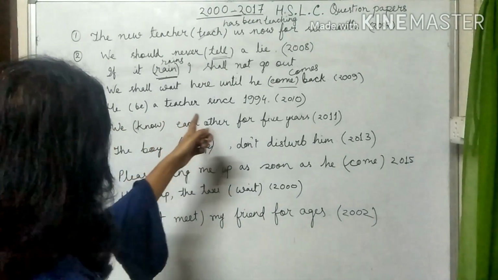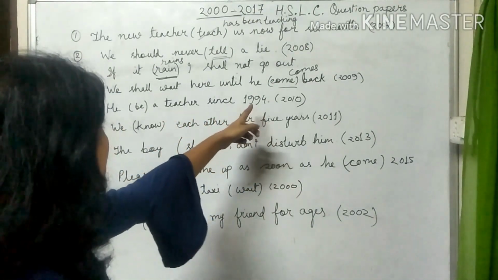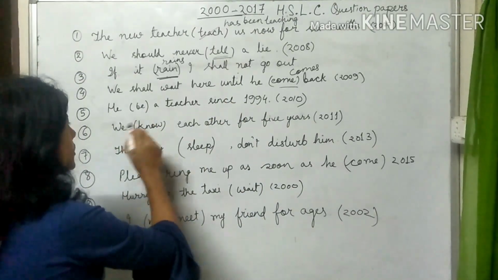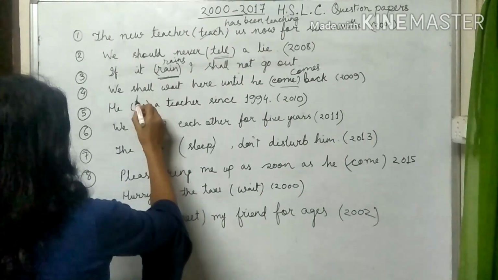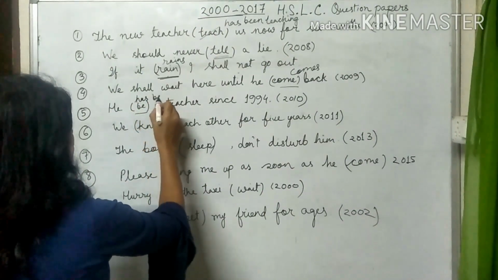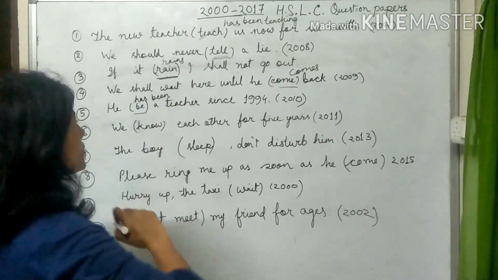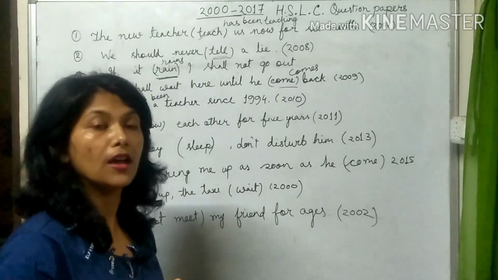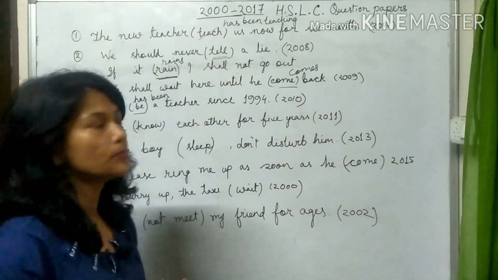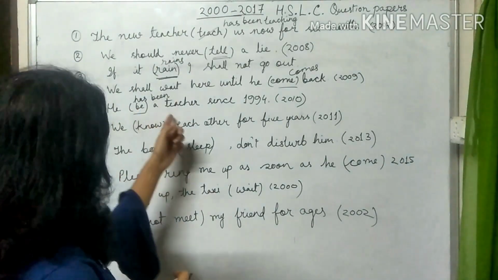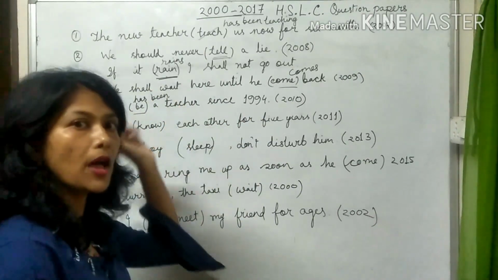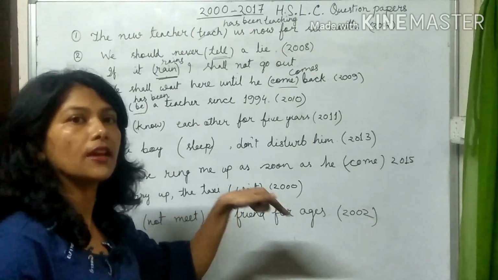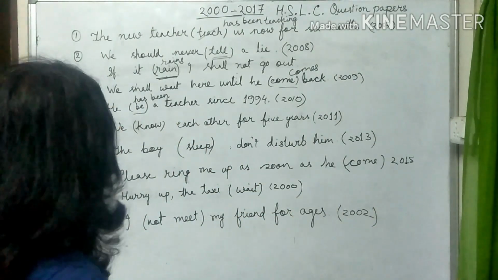Next, he be a teacher since 1994. So here you have to use a be verb. He has been a teacher. So be verbs include is, am, are, has, etc. So you are using here, he has been a teacher since 1994 because he has been a teacher in the past and still he is continuing to be a teacher.